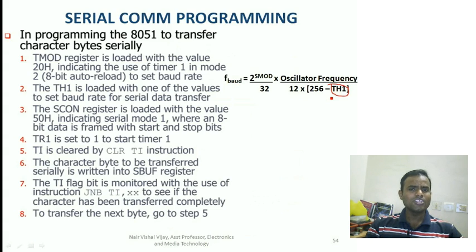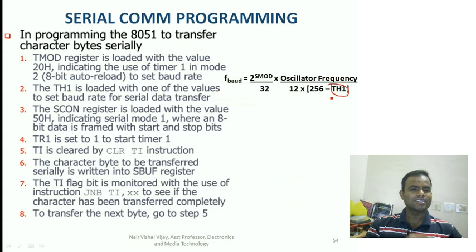Now, once you load this TH1 value, you have to configure your timer mode register to work in timer 1 in mode 2 configuration. Then you have to load your serial control register with the value so that you will enable or disable your transmitter and receiver operation. Now, TR1 is set so that you start running your timer 1, because that is what facilitates your baud rate generation for serial communication. Once your TR1 bit is set, your serial communication starts, and then you have to check for the transmit interrupt flag.